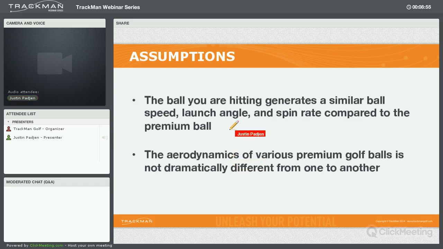When we're looking at just normalization, we need to assume that it's going to be similar launch conditions to a premium golf ball. The other thing that we need to assume is that the aerodynamics of the various premium golf balls out on the market aren't dramatically different from one another. If there happens to be a premium ball out there that has drastically different aerodynamic properties, then there would be some differences compared to our normalized ball flight. But in general, we haven't seen anything too dramatically different when you're looking at the most popular premium golf ball brands out there.